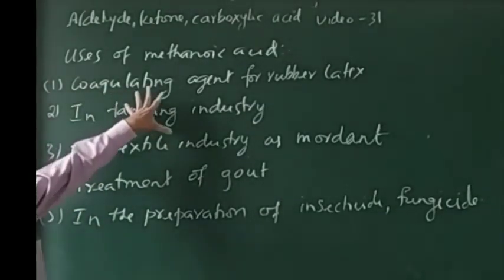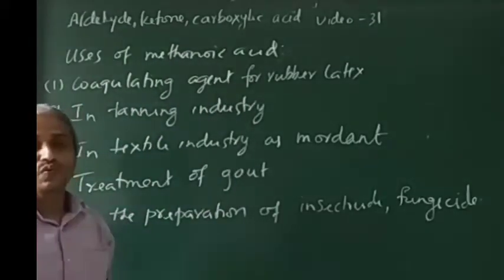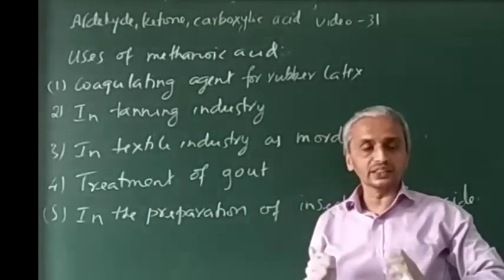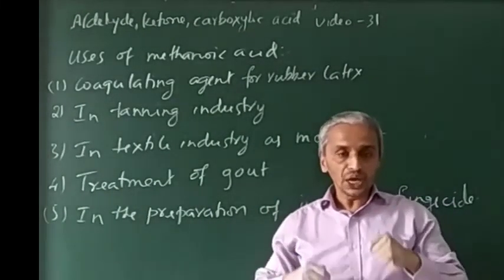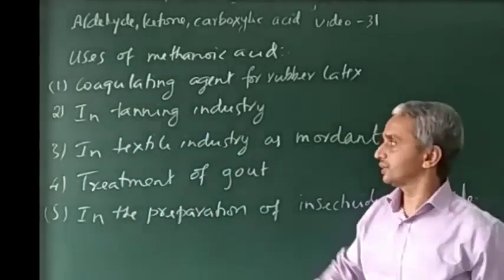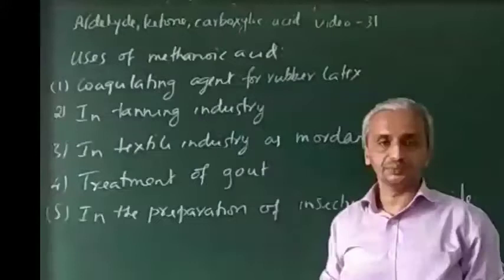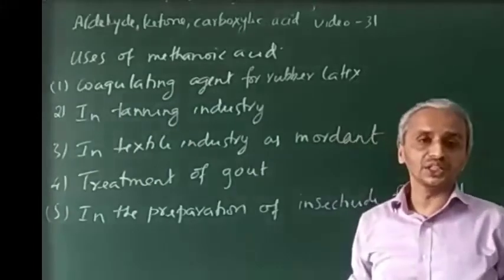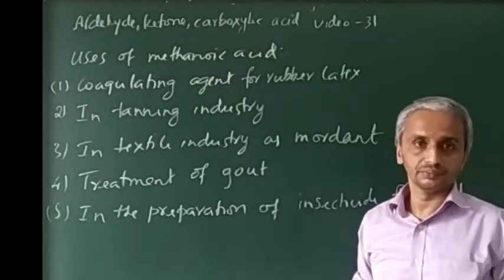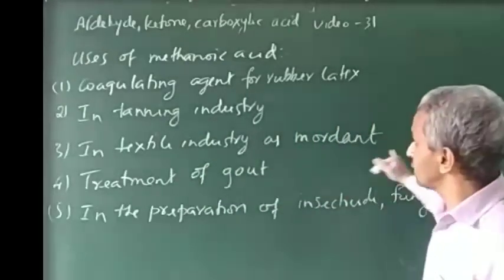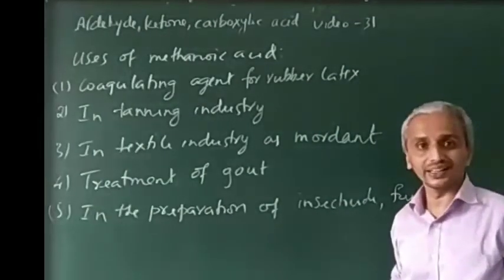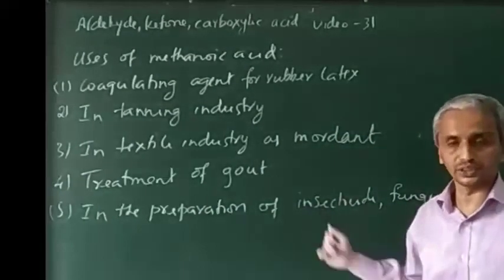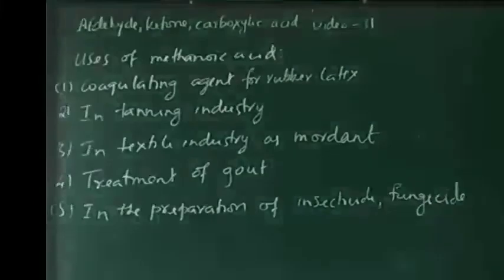See, uses of methanoic acid. First one is used as a coagulating agent for the rubber latex. See, rubber latex is colloidal in nature. It should be made hard. Then I can use this methanoic acid that becomes the harder mass. Then in the tanning industry, tanning of leather, there we are using it. And in the textile industries, we are using it as mordant. And in the treatment of gout, biology students will be knowing this. And in the preparation of insecticide.